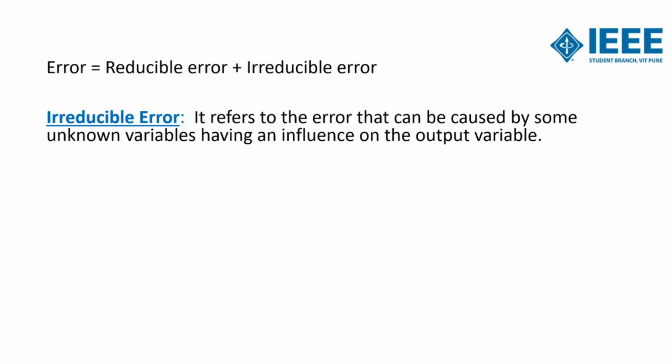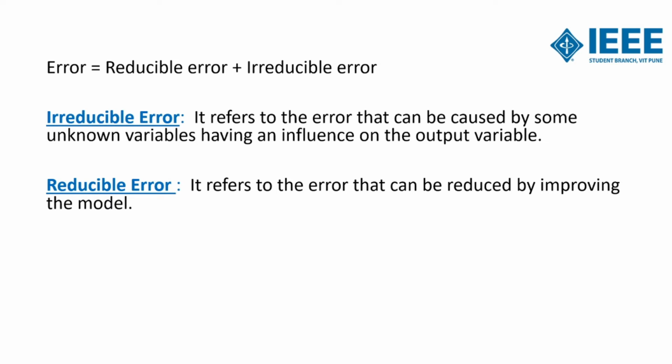Irreducible error. It refers to the error that can be caused by some unknown variables having an influence on the output variable. For example, while predicting the demand for a particular product, there could be some unknown factors like natural calamities or new technology, which are completely out of our control but affect the model's performance. The error caused by such factors is called irreducible error.